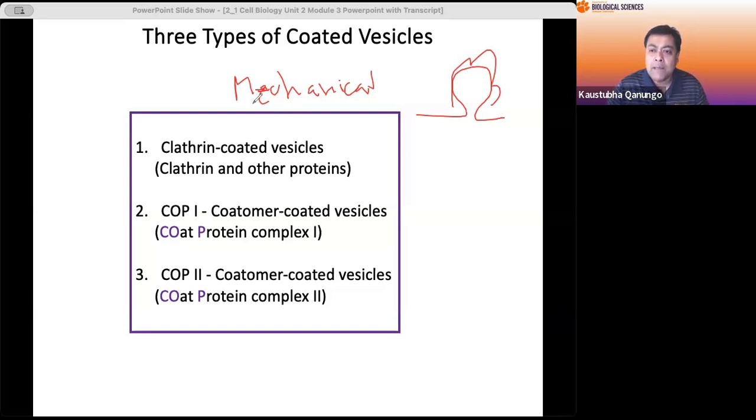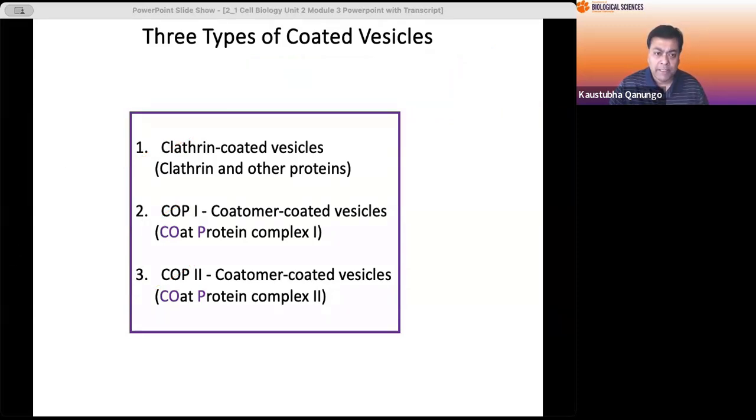So this grabbing mechanism is basically what we call a mechanical force. It could be clathrin coated, COP1 coated, or COP2 coated. These are the three mechanical forces for formation of the vesicles. So let's take a look at that.